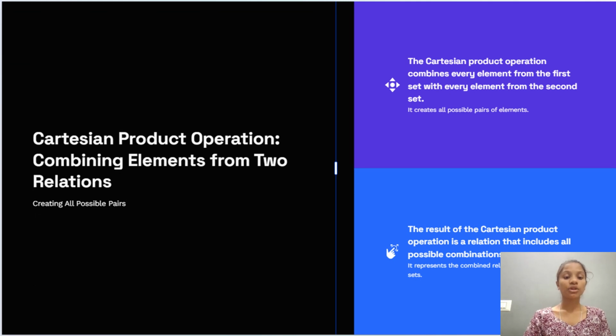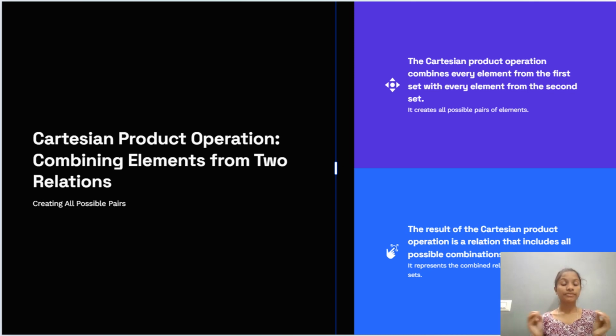Next, the Cartesian product operation combines elements from two relations, creating all possible pairs. So in the Cartesian product operation, we'll combine two table values. For example, if table 1 has 4 values and table 2 has 2 values, at first we'll take the first value from table 1 and combine it with the two values from table 2. Then we'll take the second value from table 1 and combine it with the two values. Then the third value from table 1, combined with the two values in table 2. Then the fourth value from table 1, combined with the two values in table 2.